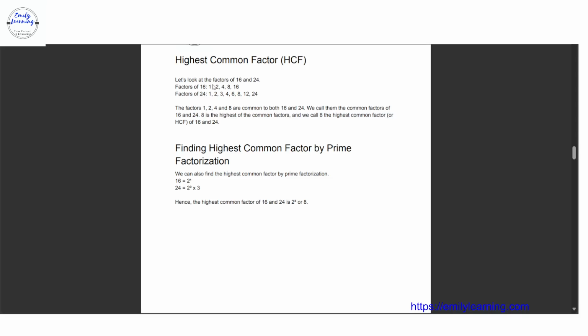Let's circle out the factors that are common to both 16 and 24. 1 is common to both 16 and 24. 2 is common to both of them. 4 is common to both of them. 8 is also a common factor of both 16 and 24. So the factors that are common to both 16 and 24 are 1, 2, 4, and 8. And the largest of these common factors is 8. So we call 8 the highest common factor, or HCF, of 16 and 24.